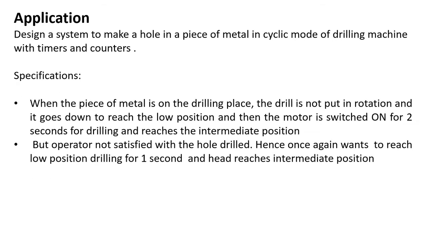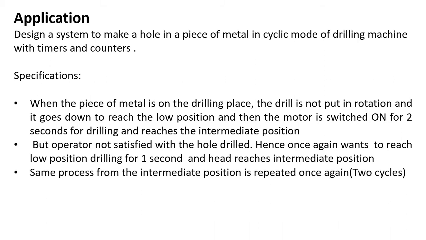Under the specification, when the workpiece of metal is on the drilling place, the drill is put in rotation and it goes down to reach the low position, and the motor is switched on for 2 seconds for drilling and reaches the intermediate position. But the operator is not satisfied with the hole, hence once again he wants to reach the low position for drilling for 1 second, and the head reaches the intermediate position. The same process from the intermediate position is repeated once again, that is 2 cycles.